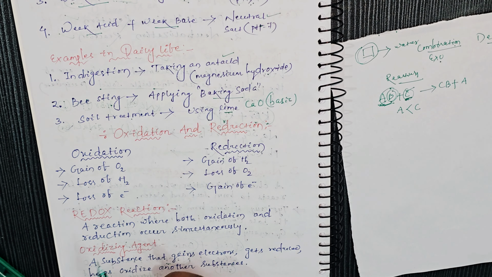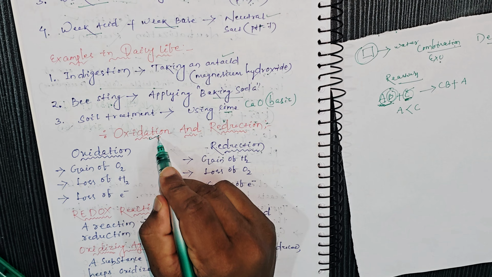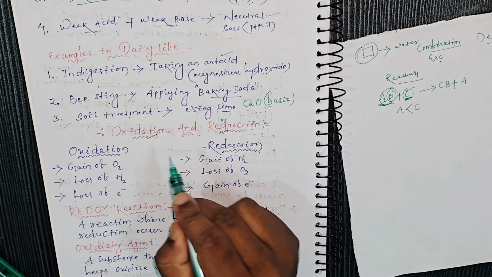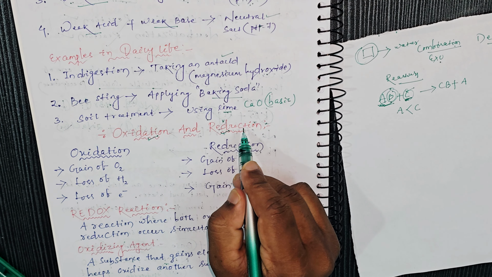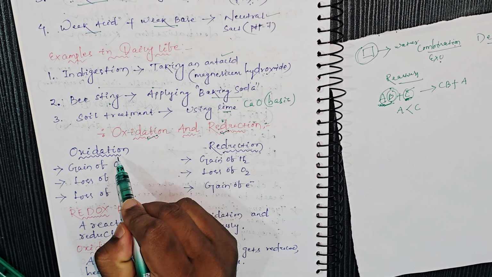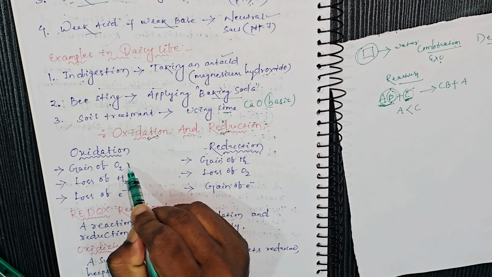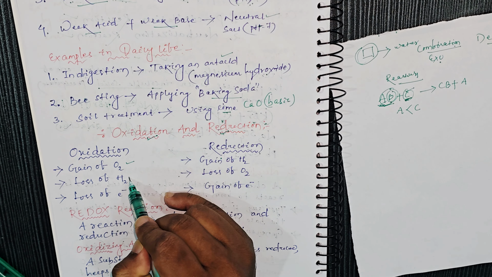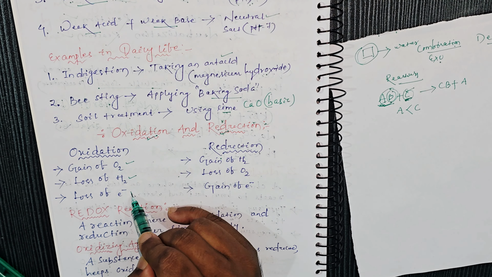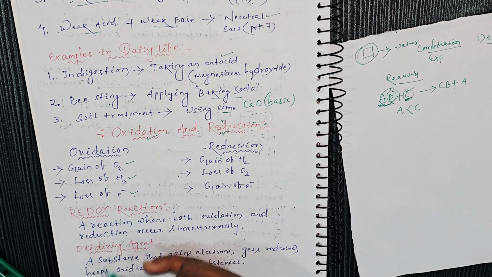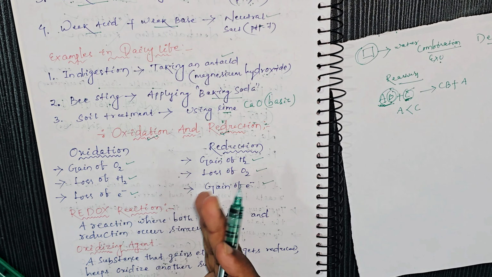But initially I am telling you, if there is oxidation, there must be reduction. If there is no oxidation, there will be no reduction. Oxidation means what? Gaining of oxygen, otherwise loss of hydrogen, otherwise loss of electron. Reduction means gaining of hydrogen, loss of oxygen, or gaining of electron. Exact opposite will be there.